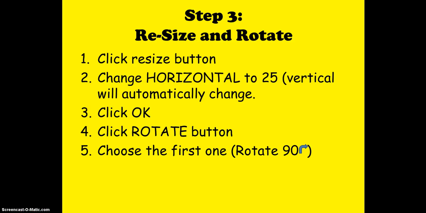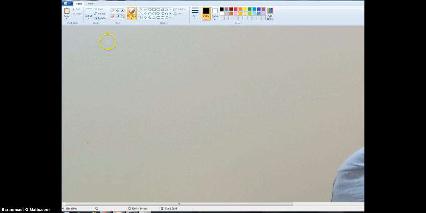Step 3 is to resize and rotate the picture. First, I'm going to click the Resize button. Change the horizontal number to 25 and vertical will automatically change. Then click OK. Next, click the Rotate button. Then choose the first one, rotate 90 degrees to the right. Here's what that looks like.